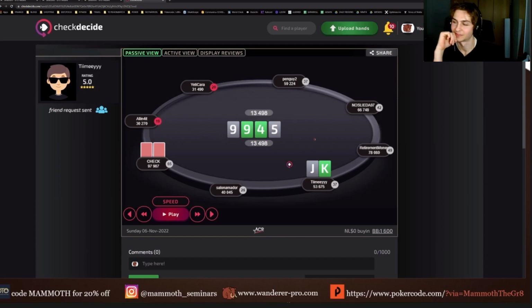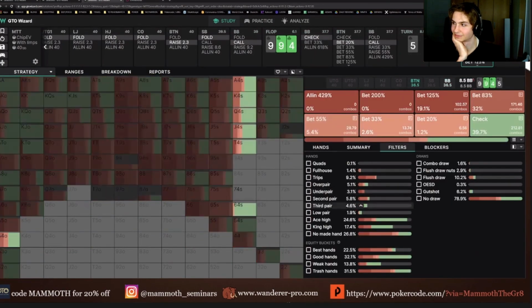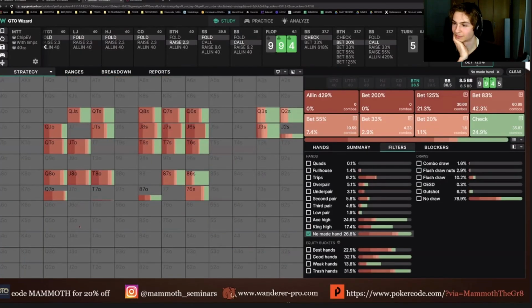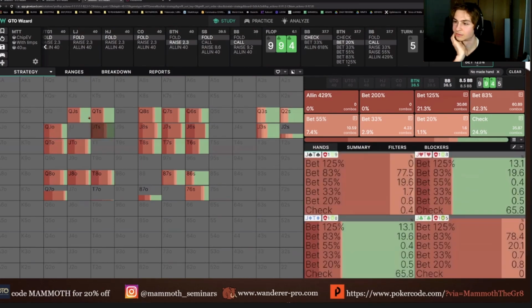So that's why I said I think 10-7 offsuit and 10-8 offsuit are very interesting combos to look into, because those hands are blocking the folding range. Very frequently, hands that do that will be moved into the late bluffing component. Okay, so let's see. 10-8 is doing a lot of betting. But those hands aren't.